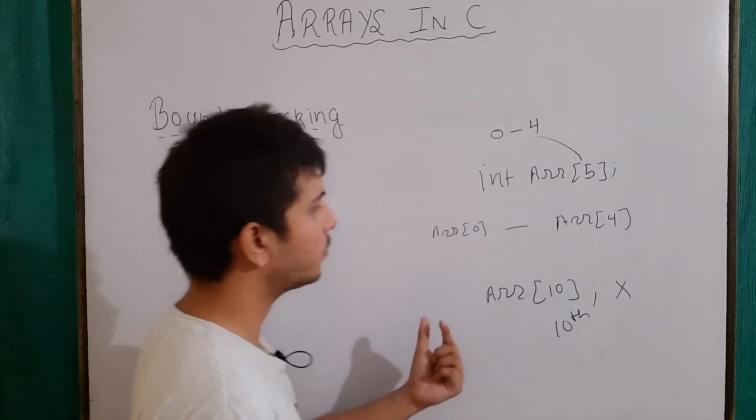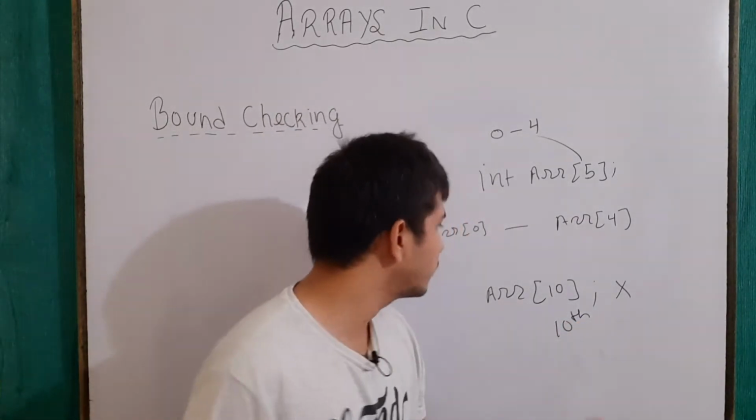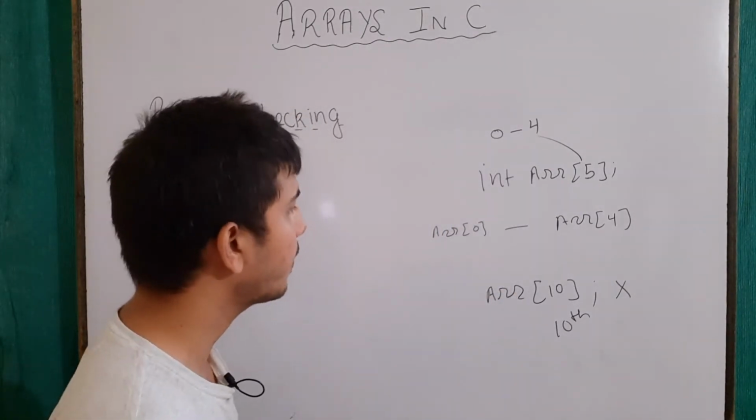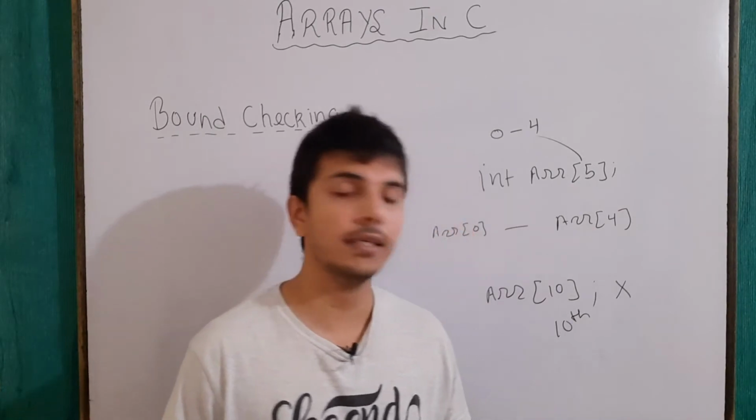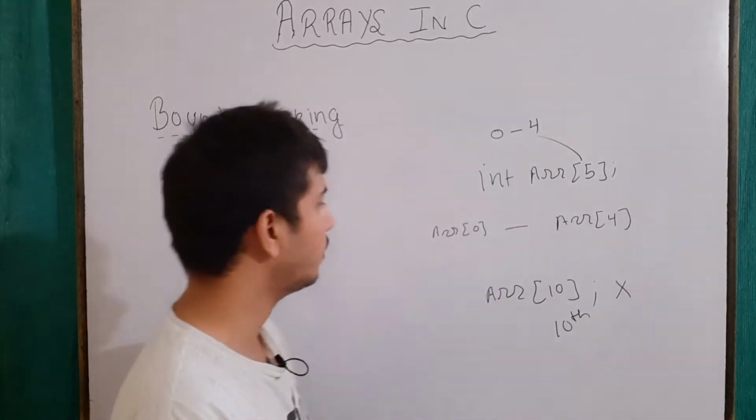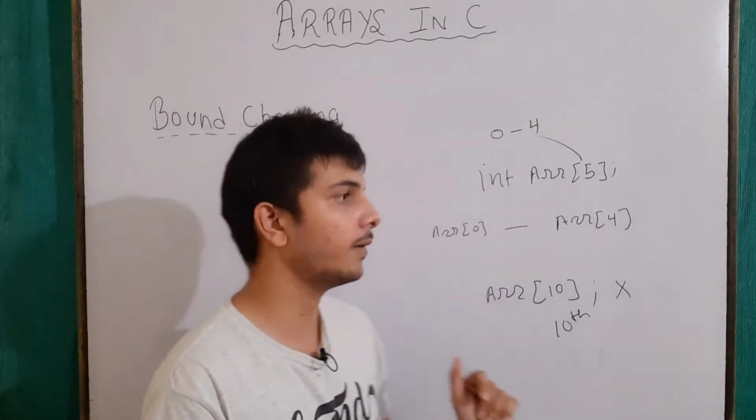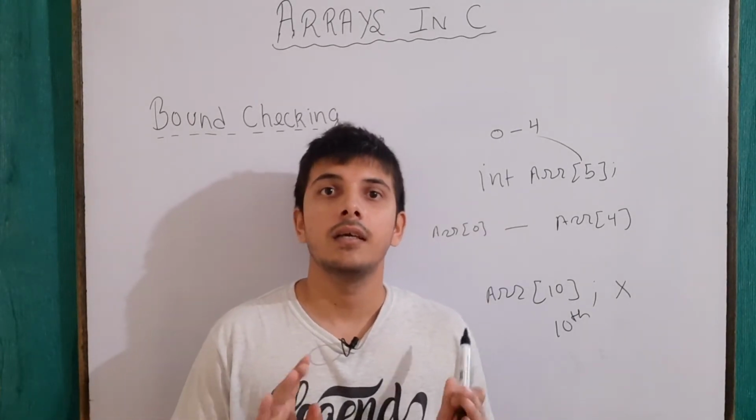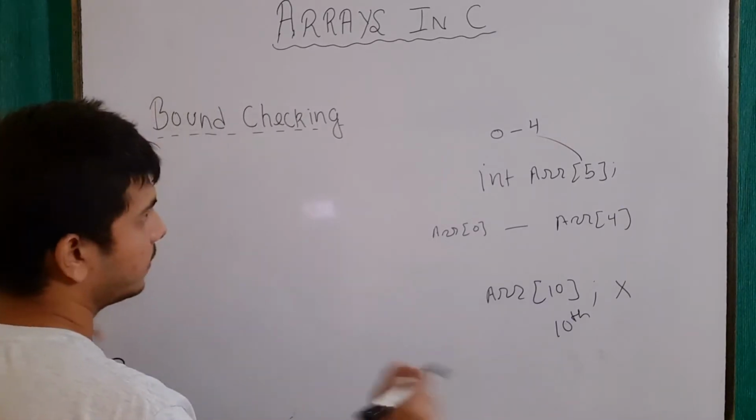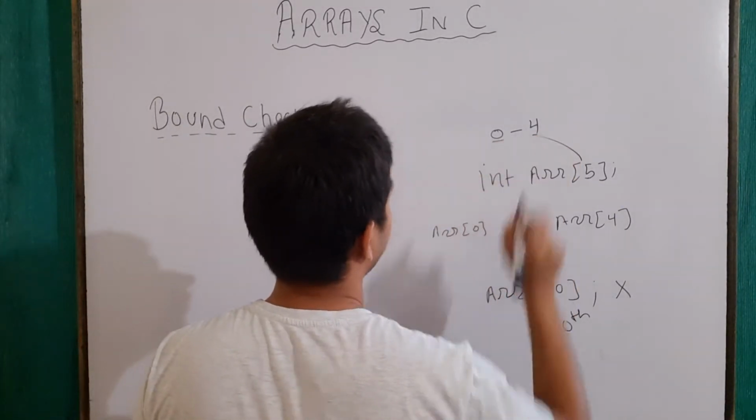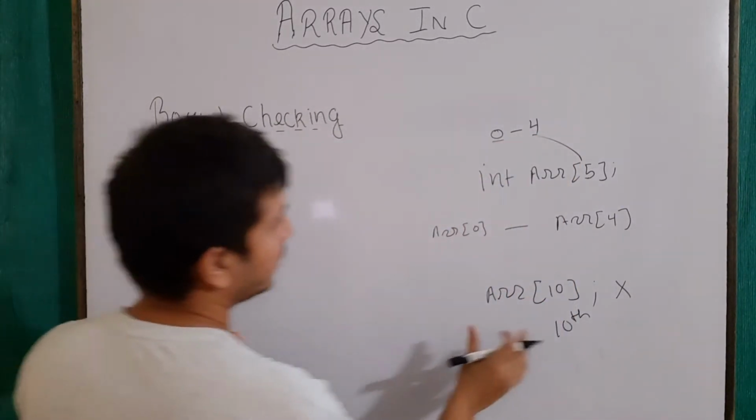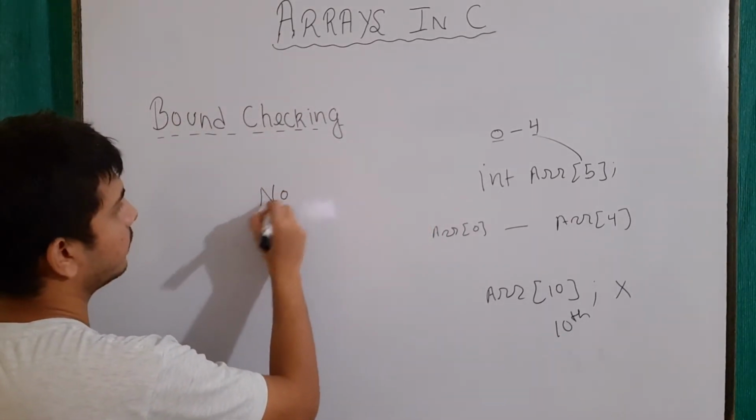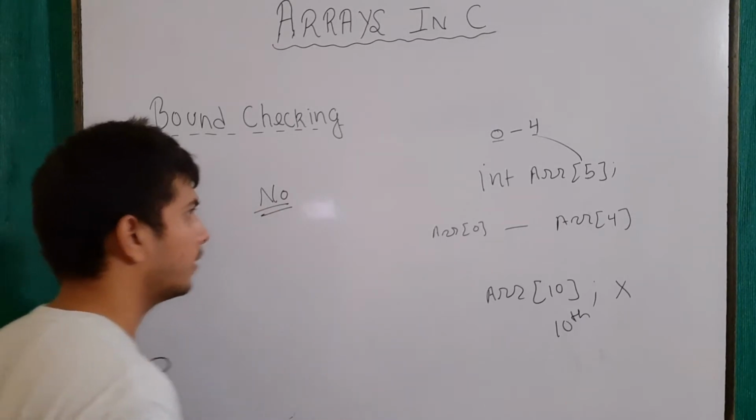So there should be some sort of warning or error generated that you are going above the range or crossing the range. But nothing of this sort happens here, and no such warning or error occurs. This is what bound checking means, to check the boundaries. Here the boundaries were 0 to 4 and no checking is done. So in C there is no bound checking.